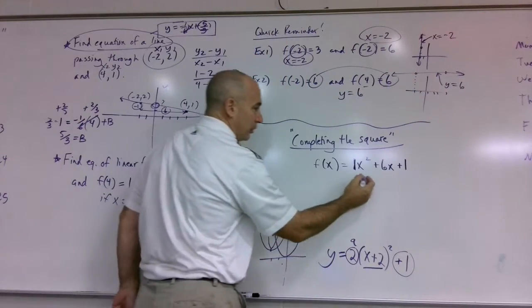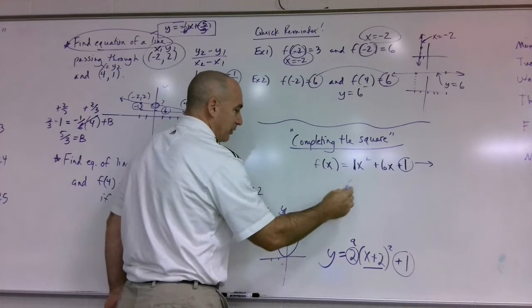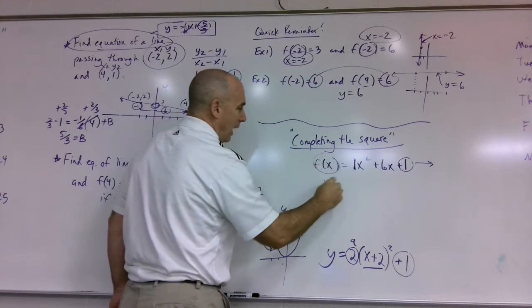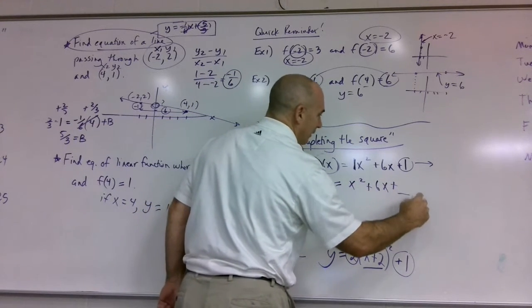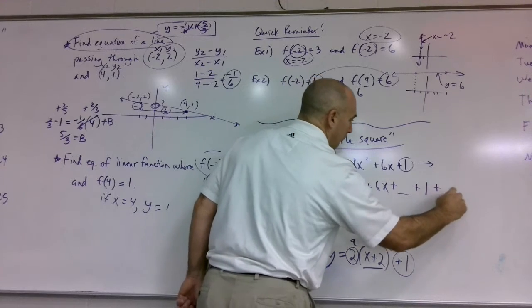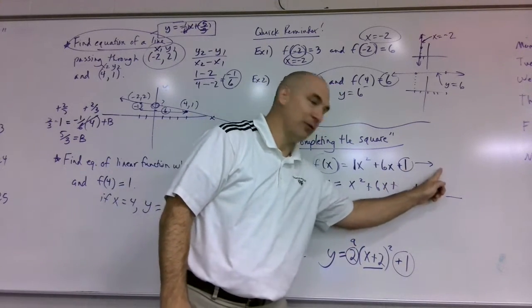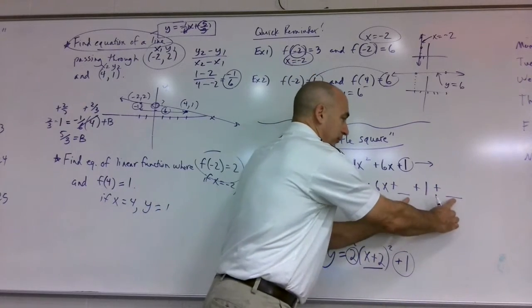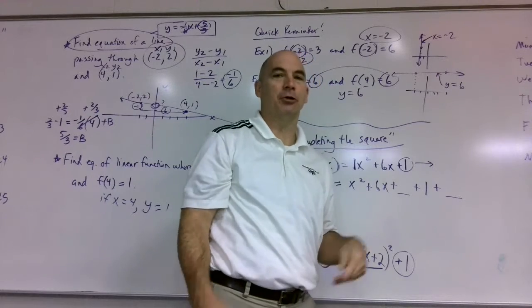So what you're going to do is you're going to take this constant, bump it to the right, and so now you're going to have, what's f of x? That equals y, x squared plus 6x plus blank plus 1 plus blank. What did I just do? I moved the 1 over, and I created a couple of squares, a couple of spots. This is slightly different than how you learned it probably in Algebra 2, but it's the same thing.